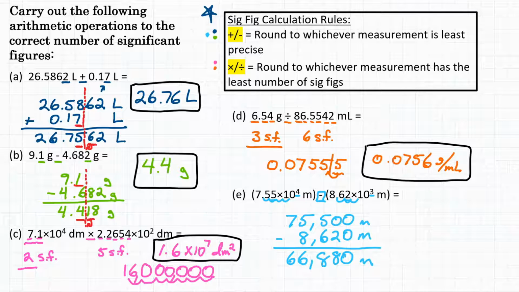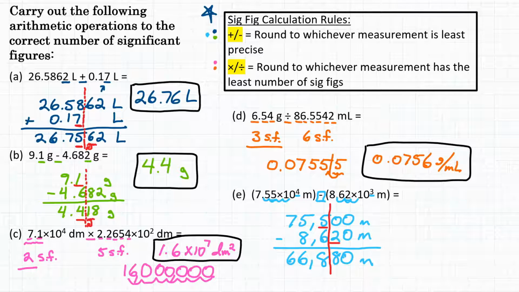So let's underline the last significant figure to the right in each of these numbers. So for 75,500, that 5 is going to be our last sig fig because the 2 zeros past it are not significant. And for 8,620, the 2 is going to be our last significant digit, as the 0 past it is not significant. So now let's draw our line past our least precise measurement's last significant figure. That would be the 5. So we're going to draw the line past that, straight down through everything, including our answer.